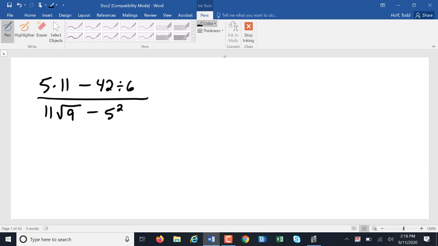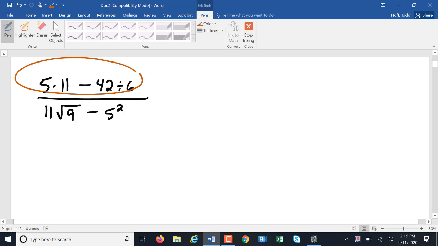Okay, so in a problem like this, the first thing we have to figure out is what does this line across here mean? It does mean division. It's called a fraction bar. And division is one of the things it means. It's also an enclosing symbol. It separates the top of the problem from the bottom of the problem. So it's saying we have to do each of those parts separately, then we can divide.